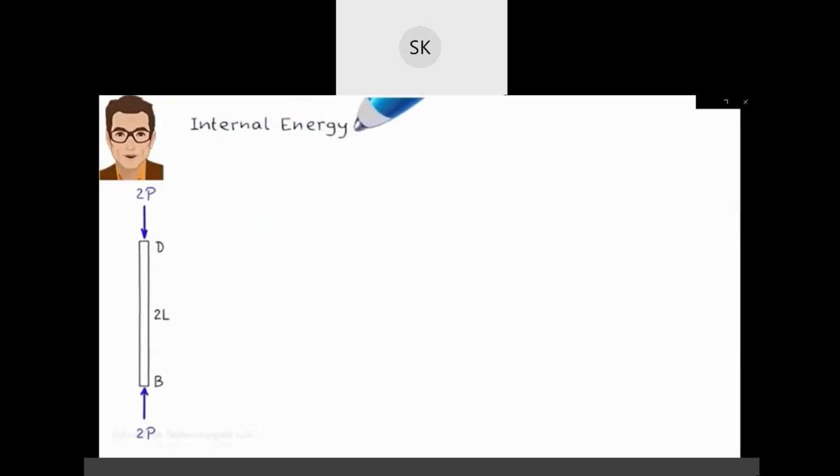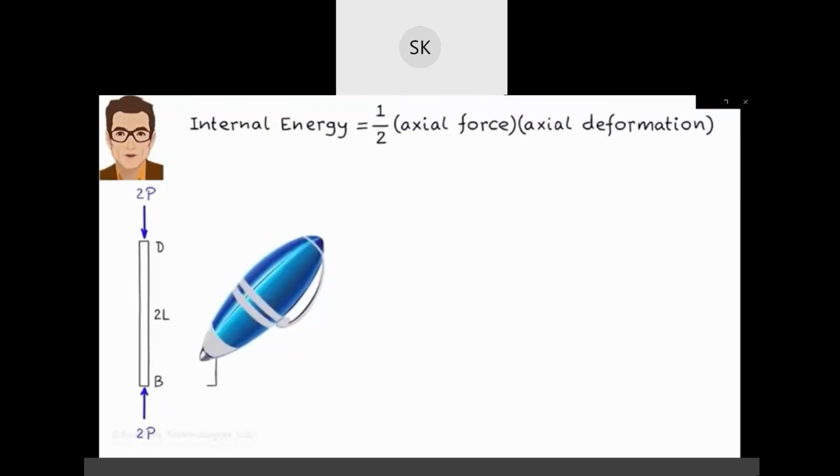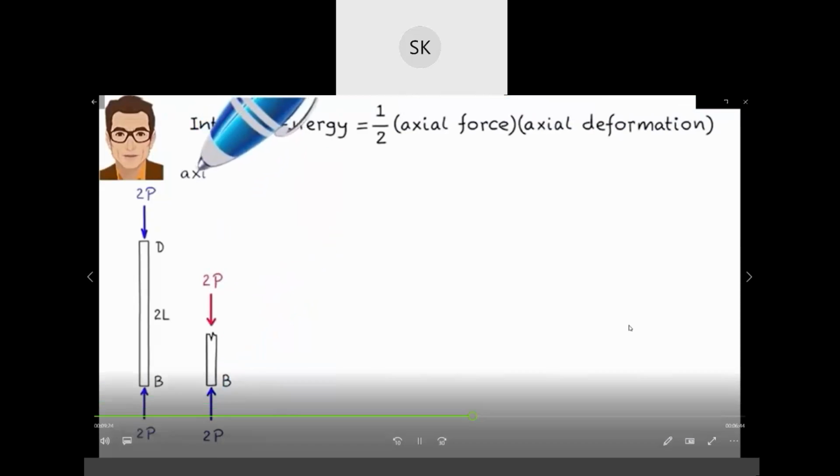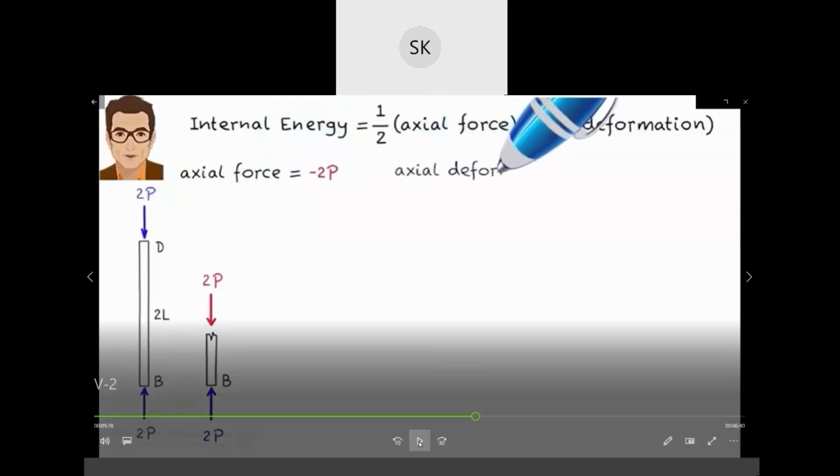Therefore, the member's internal energy can be written as follows. The axial force in the member is negative 2P. We use Hooke's law to determine the member deformation. So in a frame, your internal energy is calculated as half axial force times axial deformation, and in trusses, in the method of joints, it was member force times member deformation.